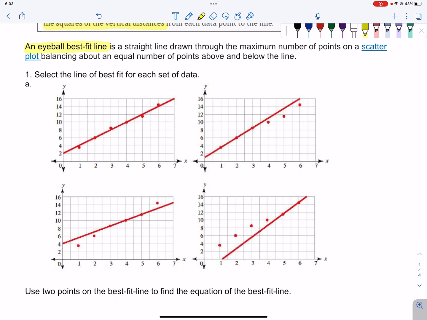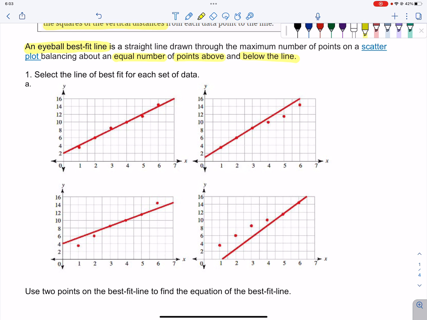To figure out which one's the best, one thing that we're going to want to look at is to try to have an equal number of points above and below the line. So not only do we want the points to be very close to the line, we want about an equal number above and below.